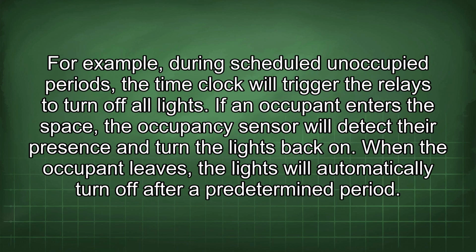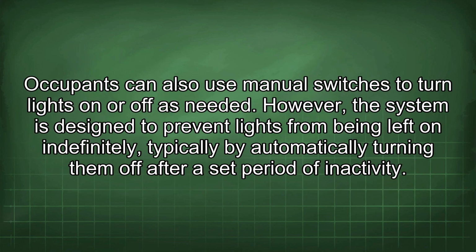environment. For example, during scheduled unoccupied periods, the time clock will trigger the relays to turn off all lights. If an occupant enters the space, the occupancy sensor will detect their presence and turn the lights back on. When the occupant leaves, the lights will automatically turn off after a predetermined period. Occupants can also use manual switches to turn lights on or off as needed. However, the system is designed to prevent lights from being left on indefinitely, typically by automatically turning them off after a set period of inactivity.